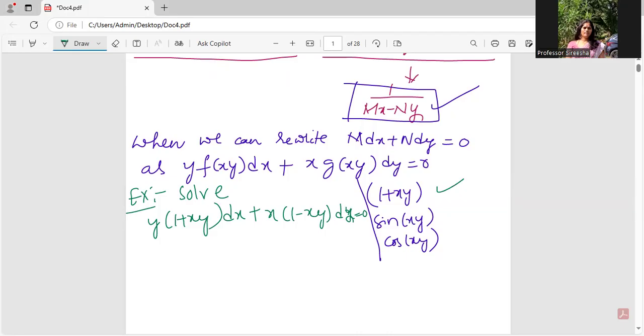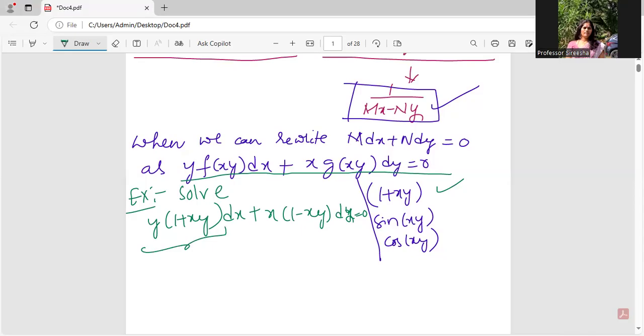You will also see that usually x and y are in sine or cos. And if it is like that, then fix in your mind that in case this turns out to be non-exact, then 1 by Mx minus Ny is the integrating factor that will work. Basically, you're able to take y from the first term and x from the second term, y from M and x from N. Okay, it's like that.